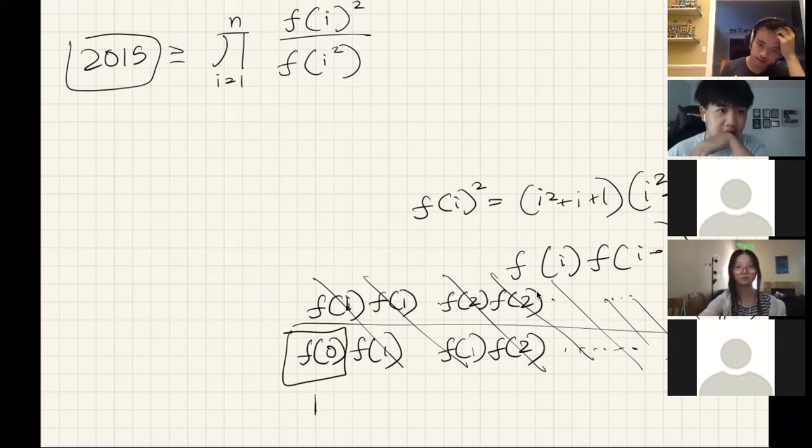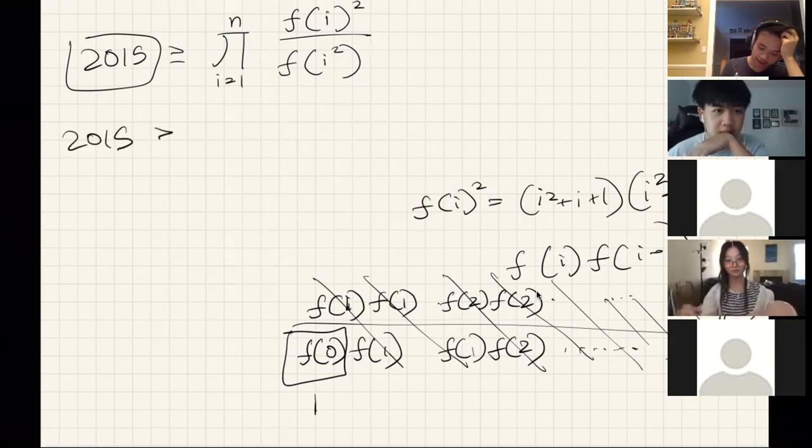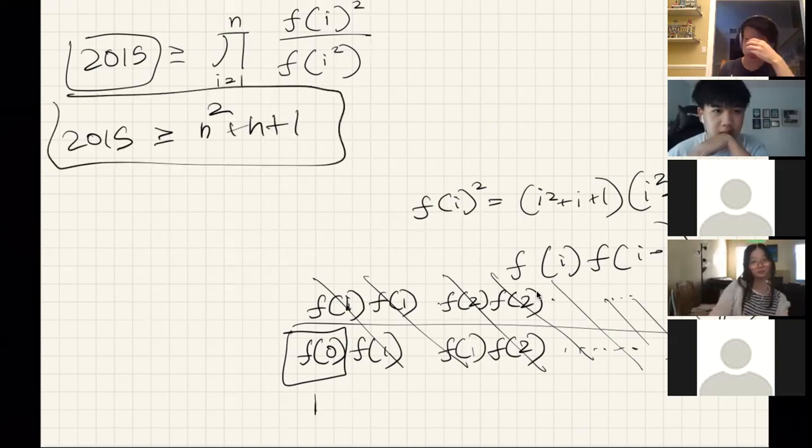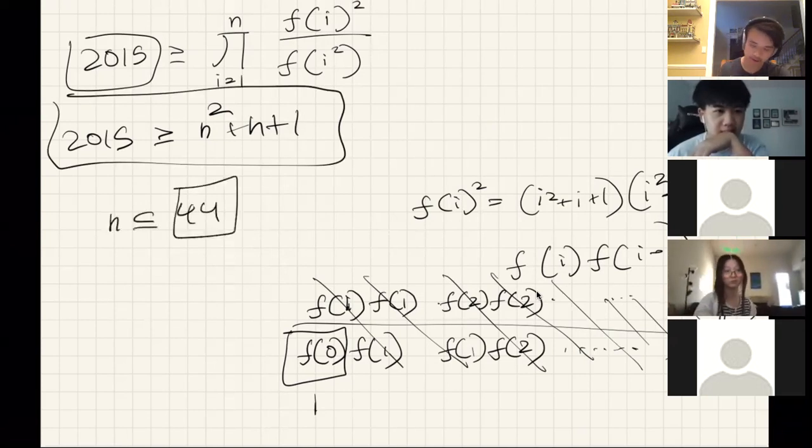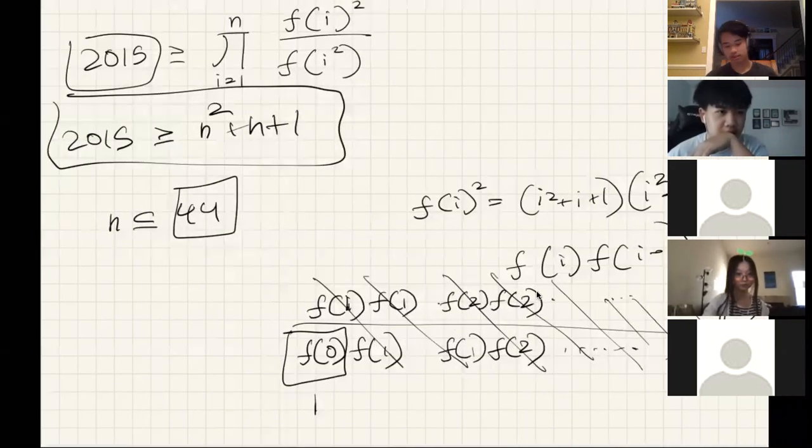So we're actually just left with this very simple equation, and we solve this to just get n is less than or equal to 44 if n is an integer. So 44 is our answer. And so in this problem, it got a little bit crazy, but the main idea is always just to cancel terms.